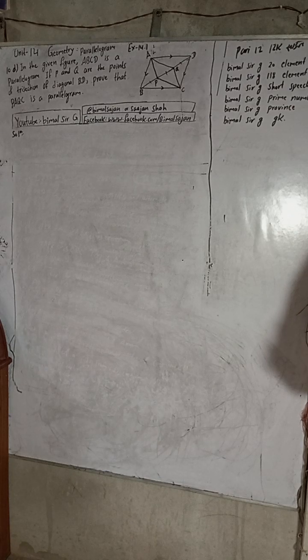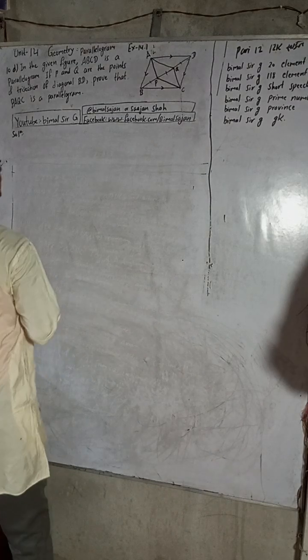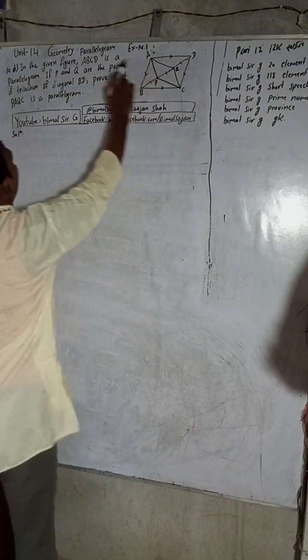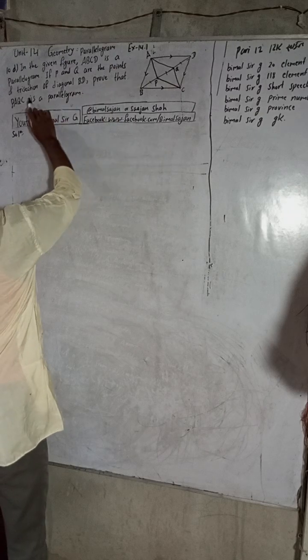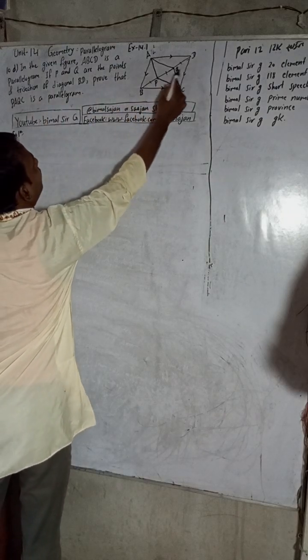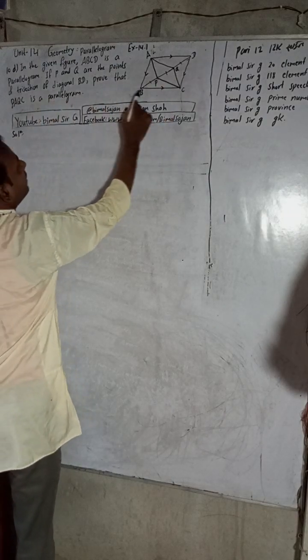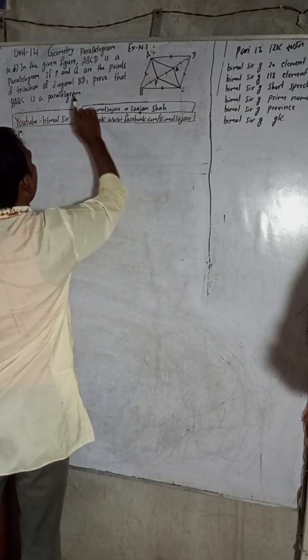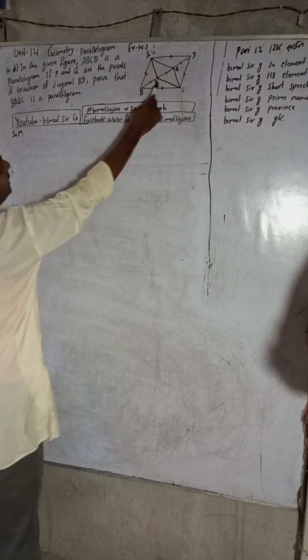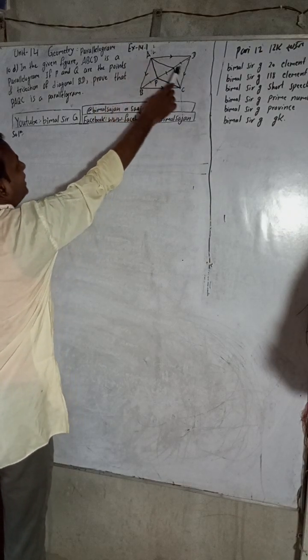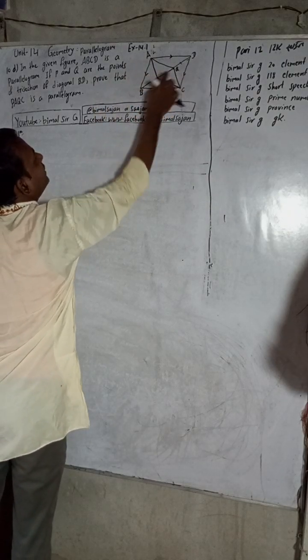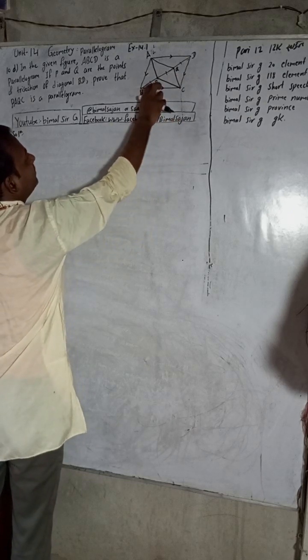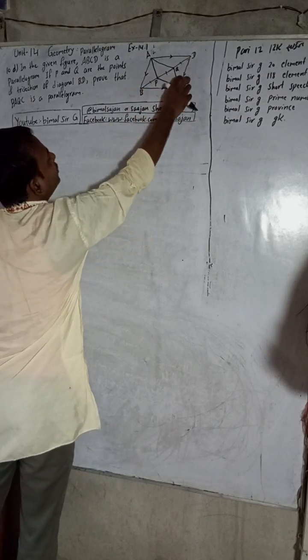Okay, I will now begin the solution. The question is 10d. In the given figure, ABCD is a parallelogram. If P and Q are the points of trisection of diagonal BD, prove that PAQC is a parallelogram. Here P and Q are the points of trisection. That means this divides BD into three parts, meaning that BP is equal to PQ is equal to QD.